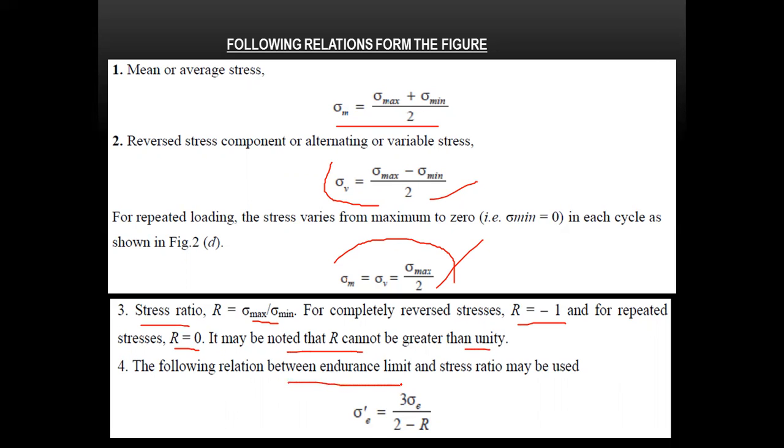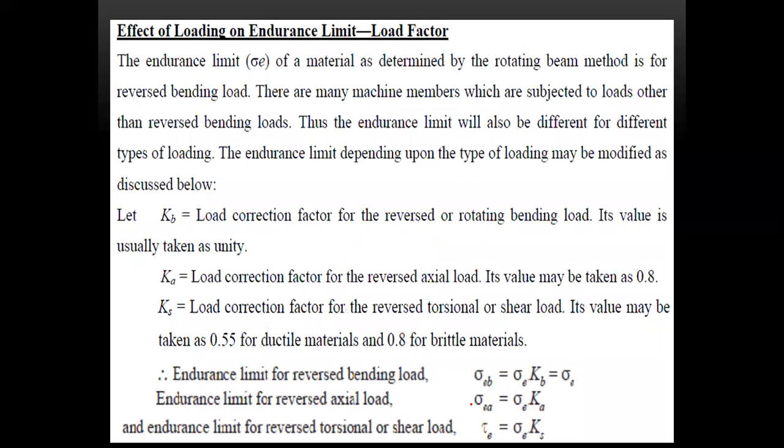Next, the relation between the endurance limit and stress ratio may be given as sigma dash E equals 3 sigma E divided by 2 minus R. Next, effect of loading on endurance limit. The endurance limit sigma E of the material is determined by the rotating beam method. Which method? Rotating beam method. Thus the endurance limit will also be different for different types of loading. So let us see the modified equations.